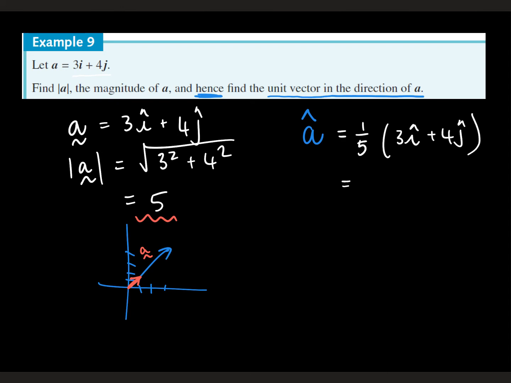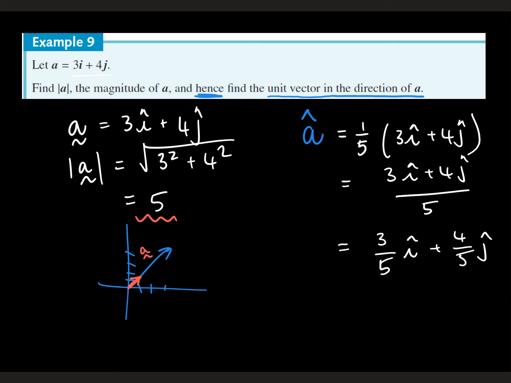You could write it like that. You could write 3i plus 4j over 5, or you could write 3/5 of i plus 4/5 of j. They are all exactly the same thing, and that is the unit vector in the direction of A, that little one there.